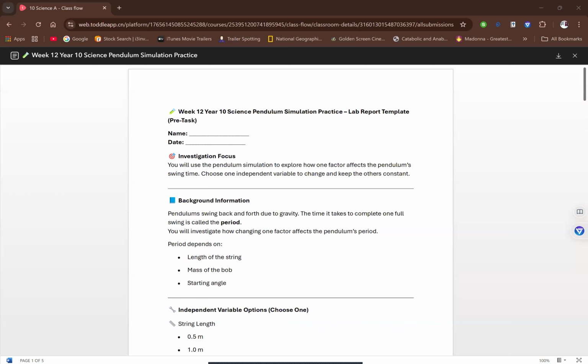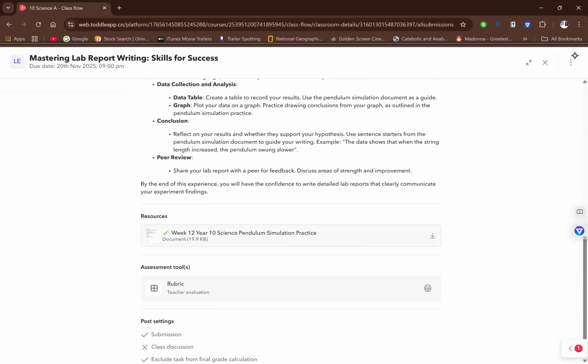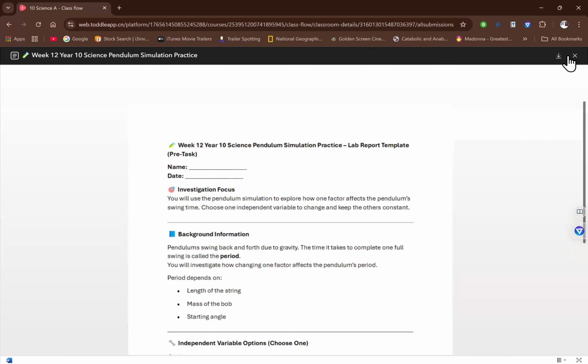Good morning, everybody. If you go into Total, you will see that in your 10 class A, you will have a particular document under Mastering Lab Report Writing Skills for Success. Please take a look at the document. This is in week 12 in class flow. This mirrors your lab report writing, which you need to submit by the 5th.